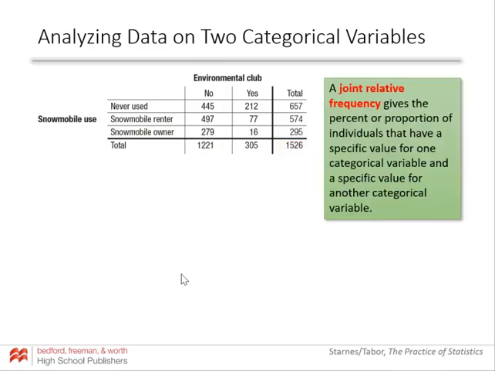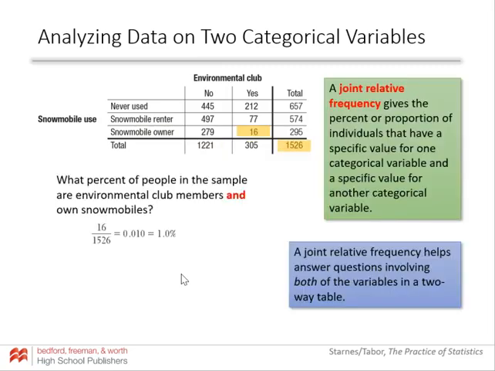Okay. The second kind is called a joint relative frequency. Again, the name is not really that important. These are "and" questions. So what percent of people are both environmental club members and own snowmobiles? We're looking for the box where those two intersect. So it would be 16 out of our total, and that's roughly 1%. So joint is our "and" questions where we're looking for both variables.